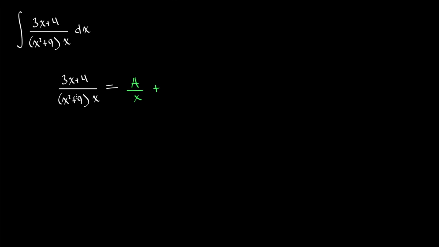The general rule of thumb here, I'll just state it out: when we have x squared plus 9 in the denominator, our numerator needs to have 1 degree less. So it's going to be the following. We're going to have Bx plus C in our numerator. And this right here is the partial fraction setup. Now all we need to do is solve for A, B, and C.